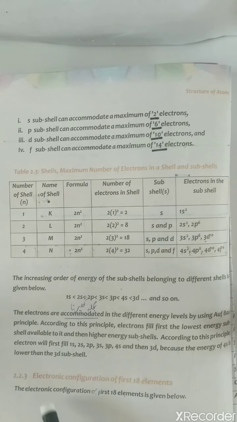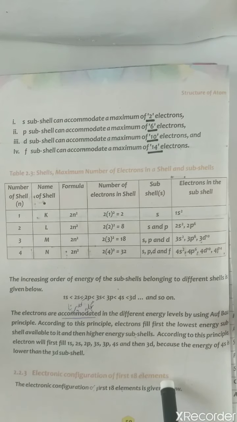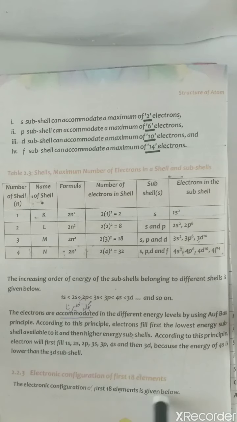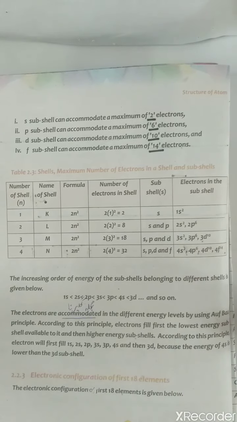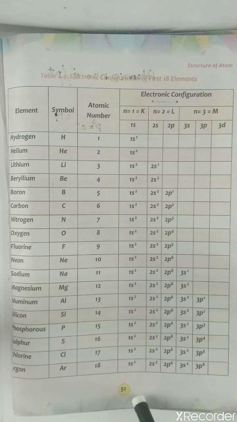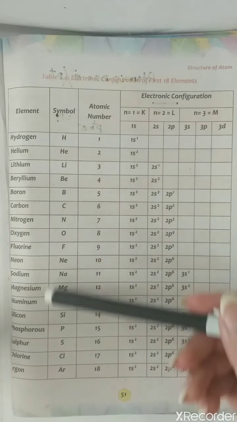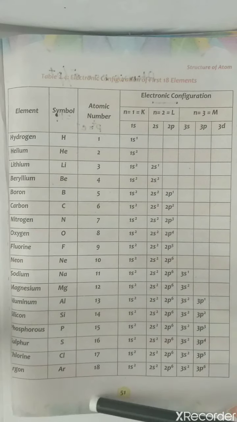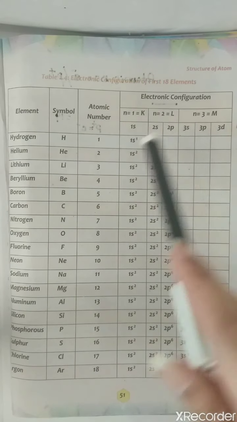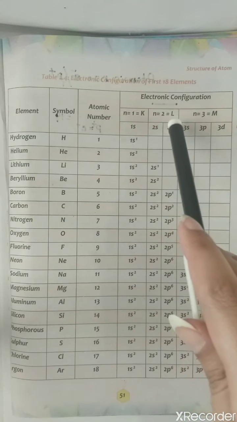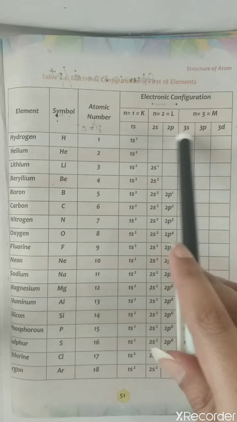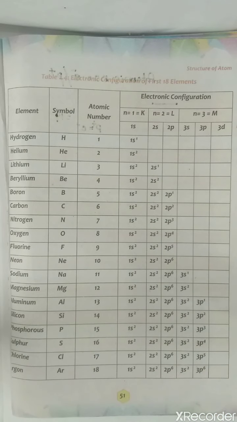Now here we have the electronic configuration of first 18 elements, which is done for you on the next page. The electronic configuration of first 18 elements is given below. Now move on to the next page. That is page number 51. You can see that we have first 18 elements with their symbols and their atomic numbers, and here we have the electronic configuration. You can see that we have K, L and M shell, and here we have the subshells, S subshell, P subshell and D subshell.